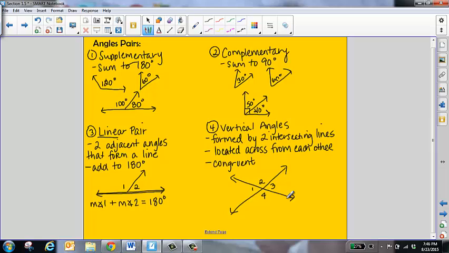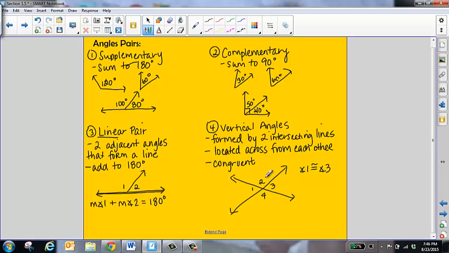Now vertical angles are located across from each other. They are not adjacent, meaning they're not next to each other. So if we're looking at angle 1, the angle that is across from angle 1 is angle 3. So angle 1 and angle 3 are going to be vertical angles, which means that they are congruent to one another. So we can say that angle 1 is congruent to angle 3 because they're vertical angles.